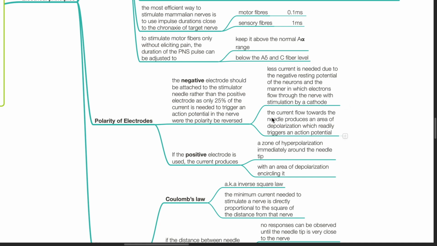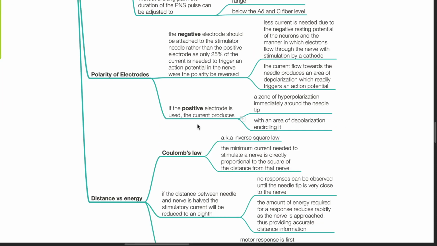The current flow towards the needle produces an area of depolarization which readily triggers an action potential. If the positive electrode is used, the current produces a zone of hyperpolarization immediately around the needle tip, with an area of depolarization encircling it.